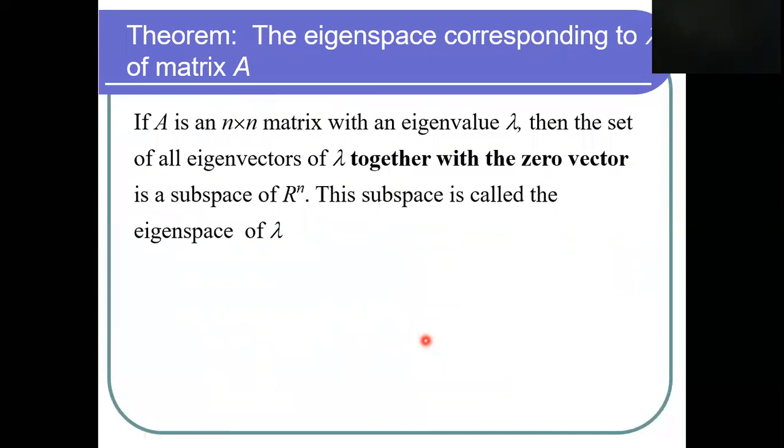This is one of the theorems related to eigenvalues and their corresponding matrix. If A is an n by n matrix with eigenvalue lambda, then the set of eigenvectors corresponding to lambda together with the zero vector is a subspace of Rn, and this space is called the eigenspace of lambda.